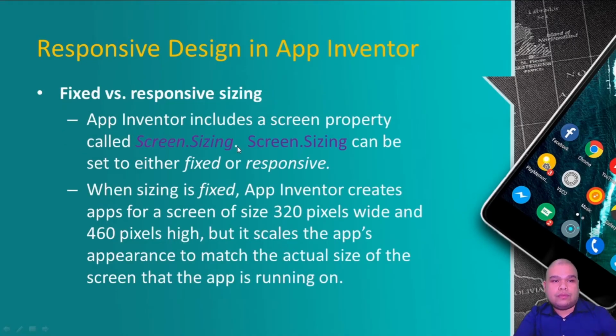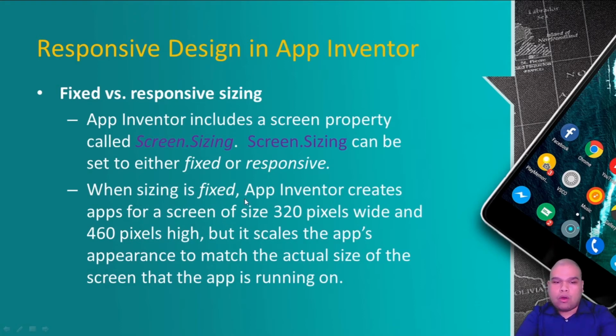So now let's continue. Fixed versus responsive design. So App Inventor includes a screen property called screen sizing. Screen sizing can be set either to fixed or responsive. When sizing is fixed, App Inventor creates an app for a screen of size 320 pixels wide and 460 pixels high, but it scales the app's appearance to match the actual size of the screen that the app is running. So we don't want to use this fixed as much as possible.